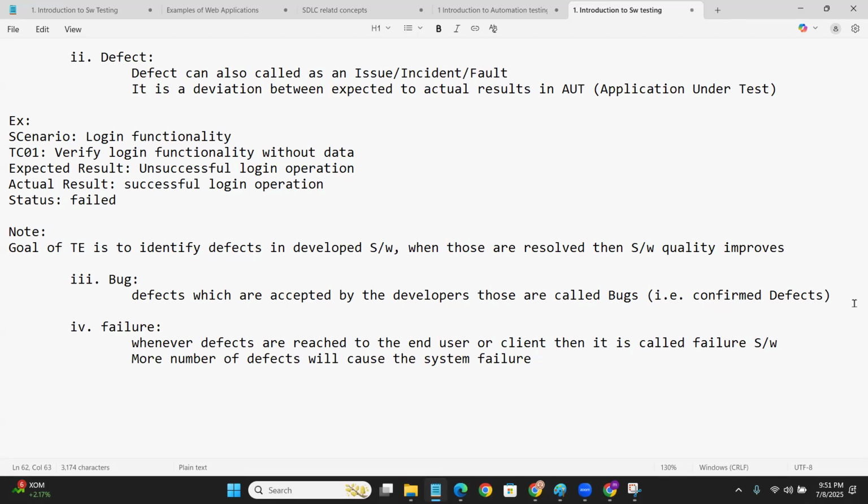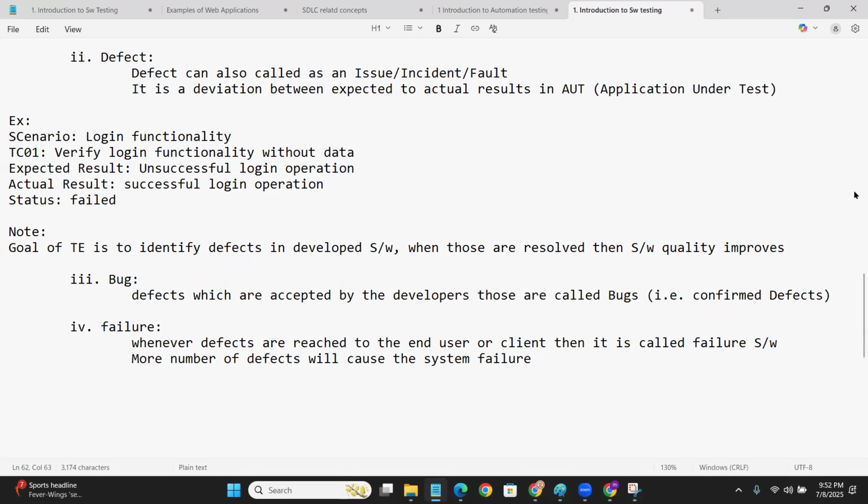Then bugs. Of the defects you reported to the developer, the ones the developers accepted and confirmed as valid defects are what we call bugs, because a tester can also make mistakes. You may misunderstand the requirements and test the software, and get a deviation that is not an actual deviation. Then failure. Whenever defects reach the end user or a client, it is called failure software. Generally, more defects will cause the system failure.